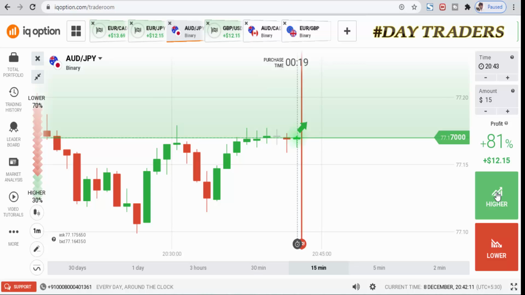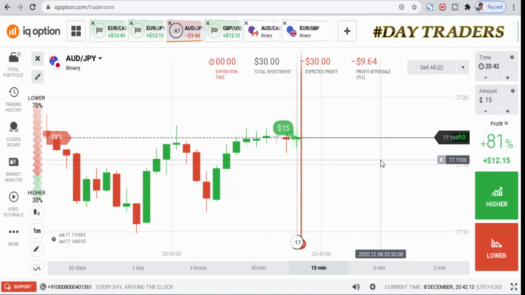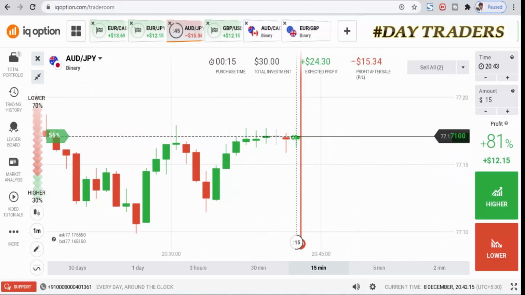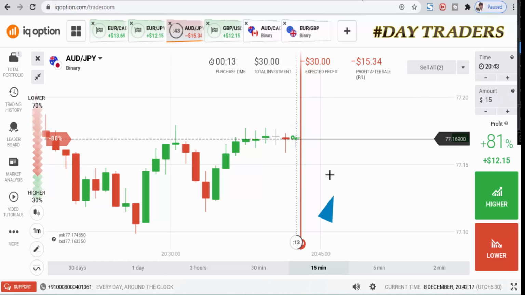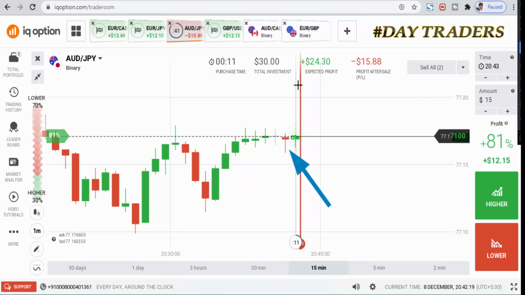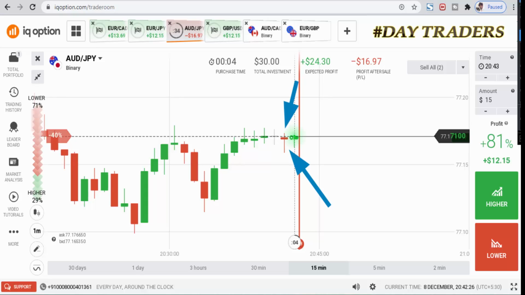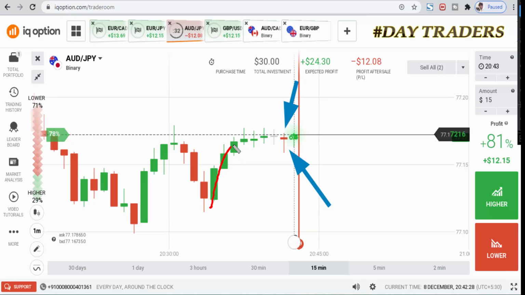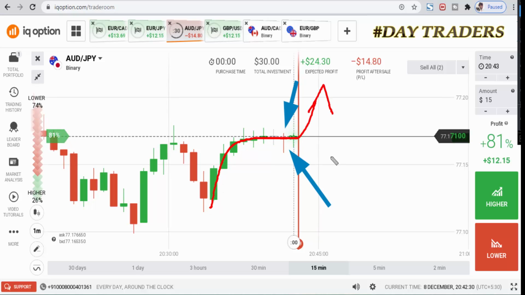Very strong rejection. Okay, we'll place a higher option. So I'm expecting to make a bullish candle. Why? Because this is a very strong rejection. There is no seller's entry, very strongly. This is an uptrend market, so that's the reason I place a higher option. This is the market momentum I'm expecting.